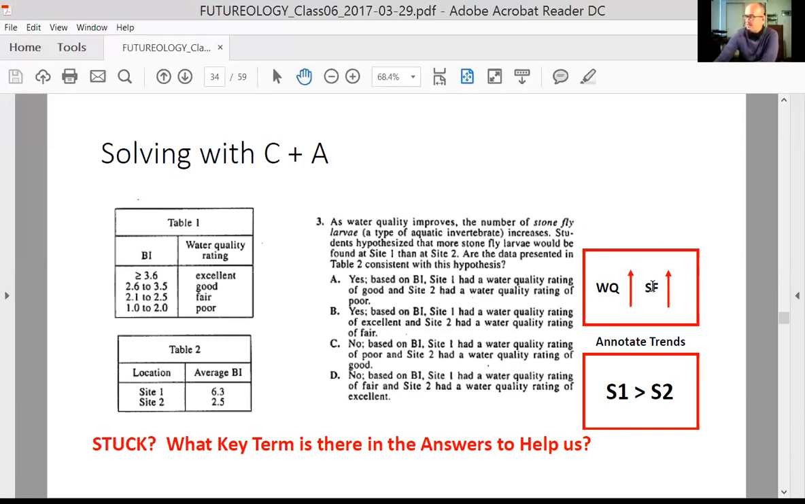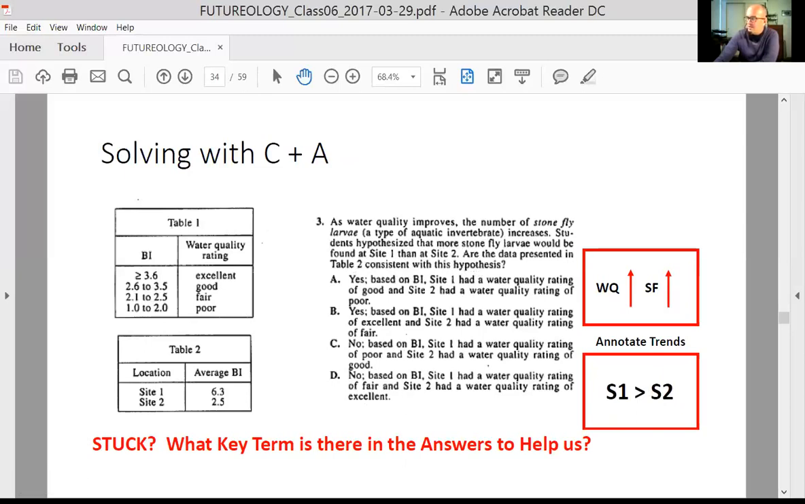I cannot stress enough how important it is to save information on the page. I think I talked about this quite a bit last time we met when we were talking about math fundamentals and using the flood step to mark the diagrams or write down the formulas. It's the exact same idea when we work through the science. Students hypothesized that more stonefly larvae would be found at site 1 than at site 2. Okay, we can write that down as well. Site 1 should be greater than site 2. Are the data presented in table 2 consistent with this hypothesis?